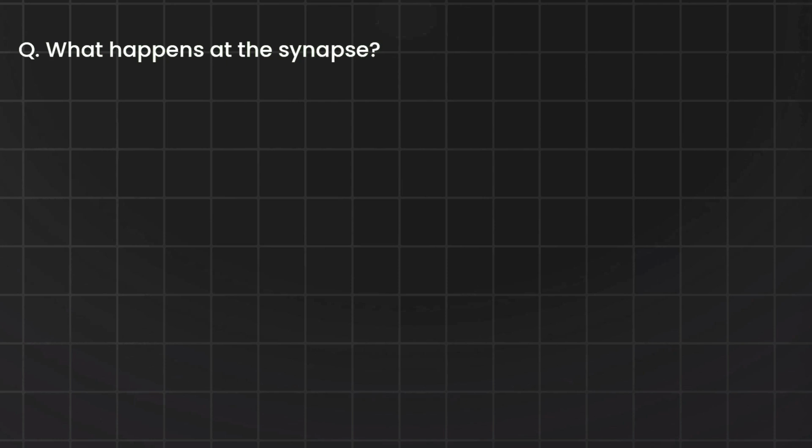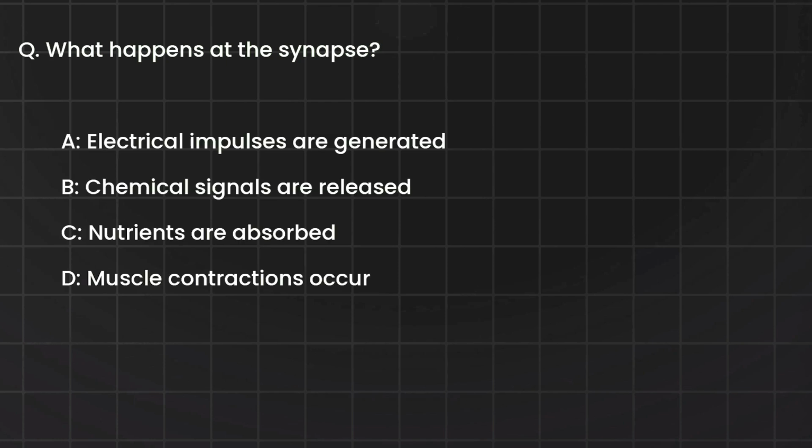Question: what happens at the synapse? Option A. Electrical impulses are generated. Option B. Chemical signals are released. Option C. Nutrients are absorbed. Option D. Muscle contractions occur. You have 5 seconds to answer the question.